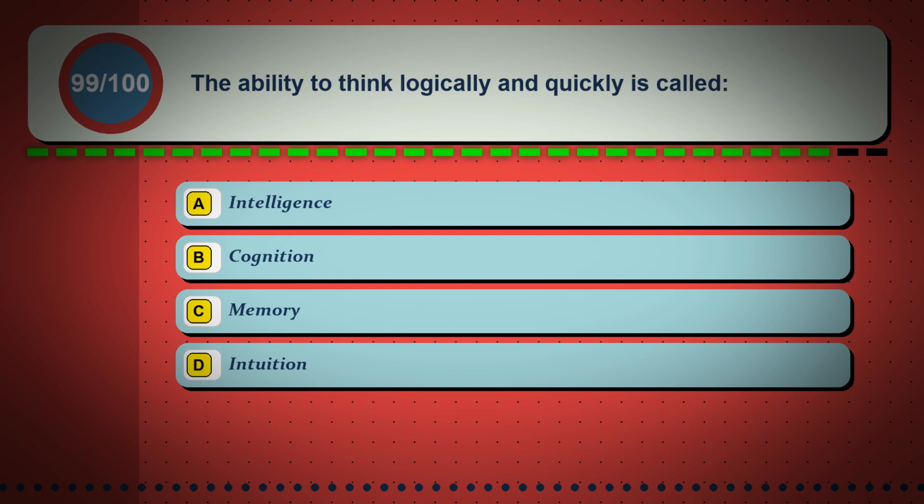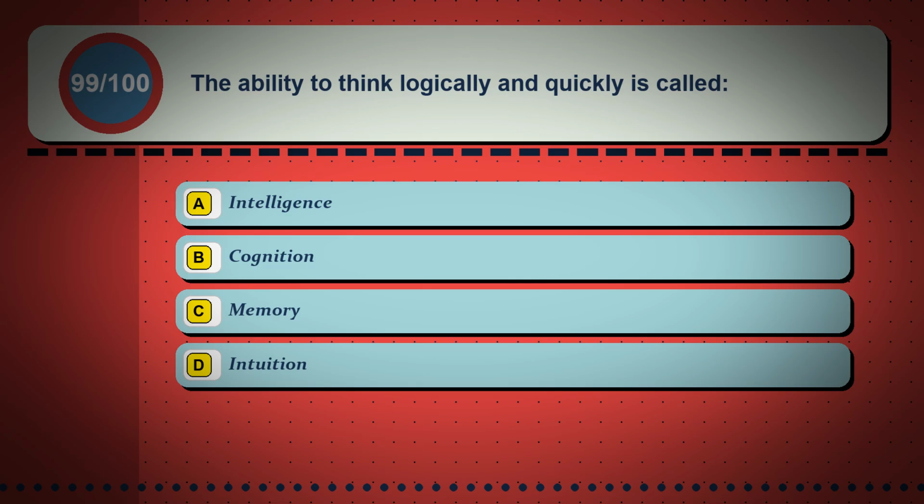Question 99. The ability to think logically and quickly is called: Option A, intelligence. Option B, cognition. Option C, memory. Option D, intuition.